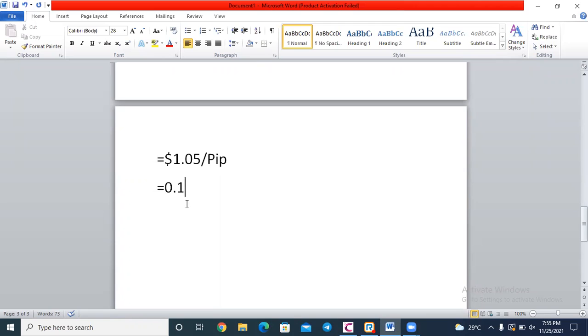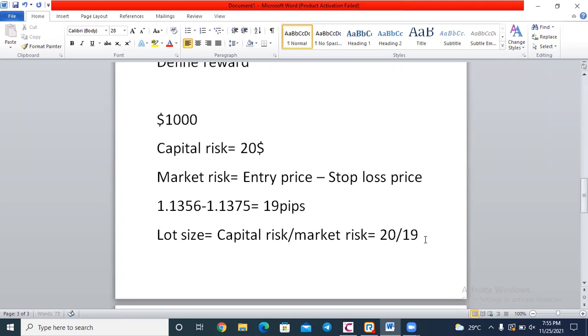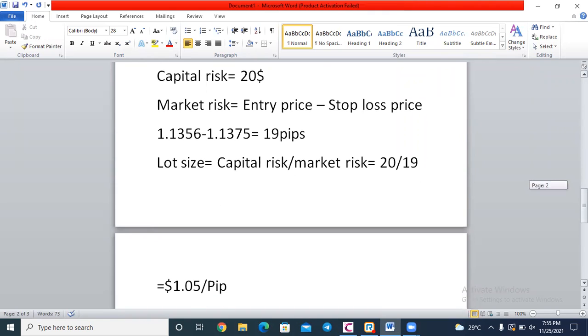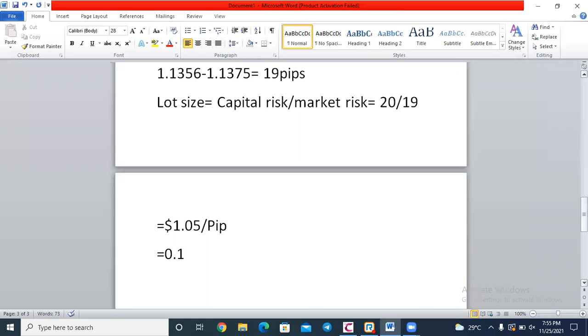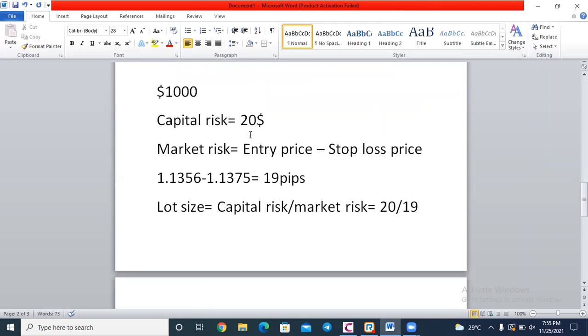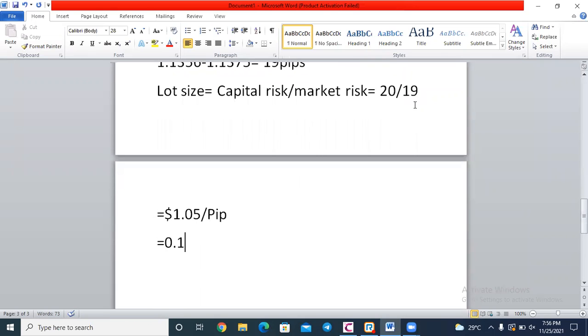Now, if 1 pip on this gives you $1 and the market's risk is 19 pips, it means if the trade goes against you, you would lose $19, which is less than the $20 risk. So it's best to take a risk that is less than what you're willing to take than taking above what you're willing to take. If we had used this 1.05, maybe by the time we multiply 1.05 by 19, we would have maybe like 20 or 21. So the best lot size to use in this case is 0.1. Ensure that you're not taking a risk that is above what you're willing to lose or risk on every trade. So this is 0.1 lot size.